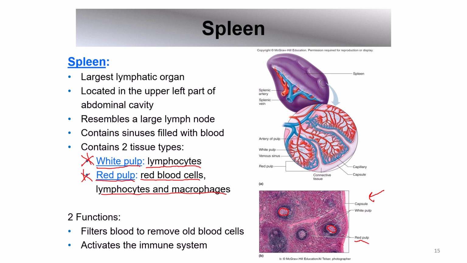All these two different parts are then related to the functions of the spleen. The spleen filters the blood to remove old blood cells, and it can also help to break down old blood cells. And the other function, because the spleen contains the lymphocytes, macrophages, is that it helps to activate the immune system, meaning to notify the other immune cells to look for the pathogen that was encountered here.